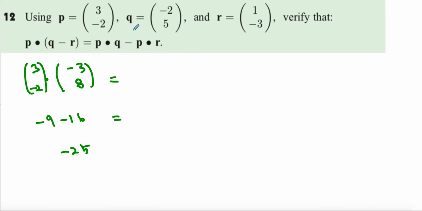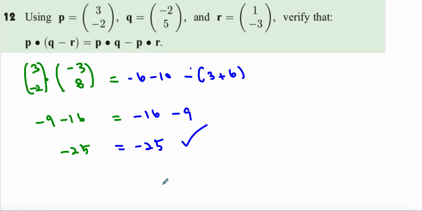How about on my right side? P dot Q is 3 times -2 is -6. -2 times 5 is -10. Minus. I'm going to put down the parentheses so that I don't forget. P dot R, so 3 times 3 becomes 9. -2 times -3 becomes plus 6. Then what do I get? This becomes -16, and then this becomes -9, which ends up being -25. So we verify that it's equal to each other. They are equal to each other.